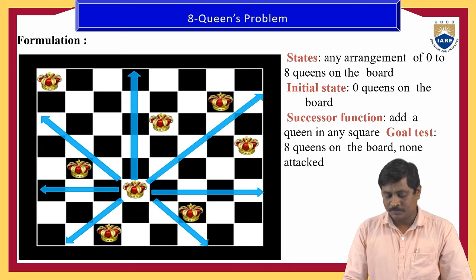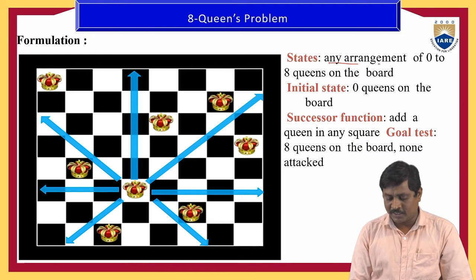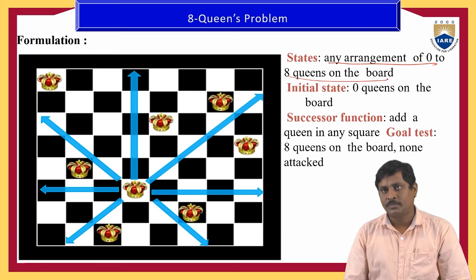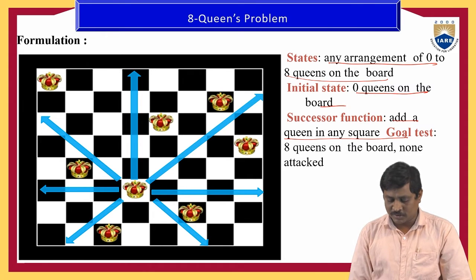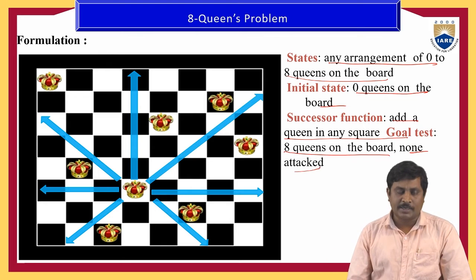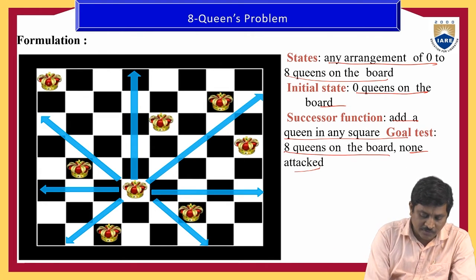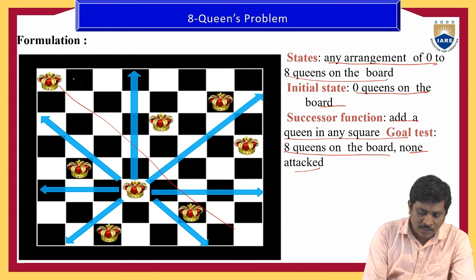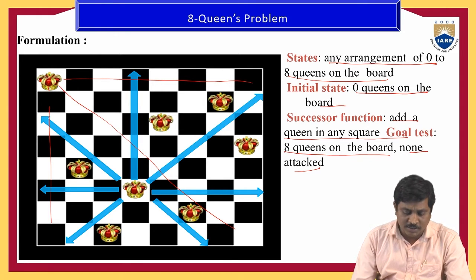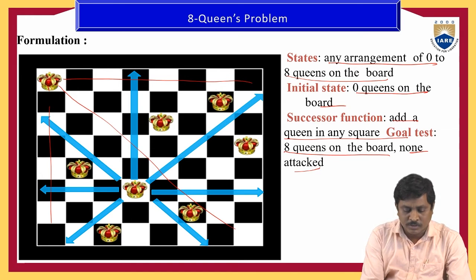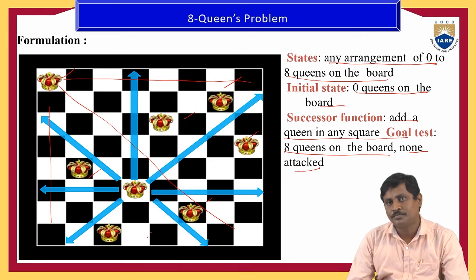So, the 8 queens problem. Here, states are any arrangement of 0 to 8 queens on the board. Initial state is 0 queens on the board. Successor function: add a queen in any square. Goal state: 8 queens on the board, none attacked. Now here we see that this is a queen, so no queen attacks another, no queen placed either diagonally or row wise or column wise. Like this we are arranging all of them. So this is one solution for this 8 queens problem.